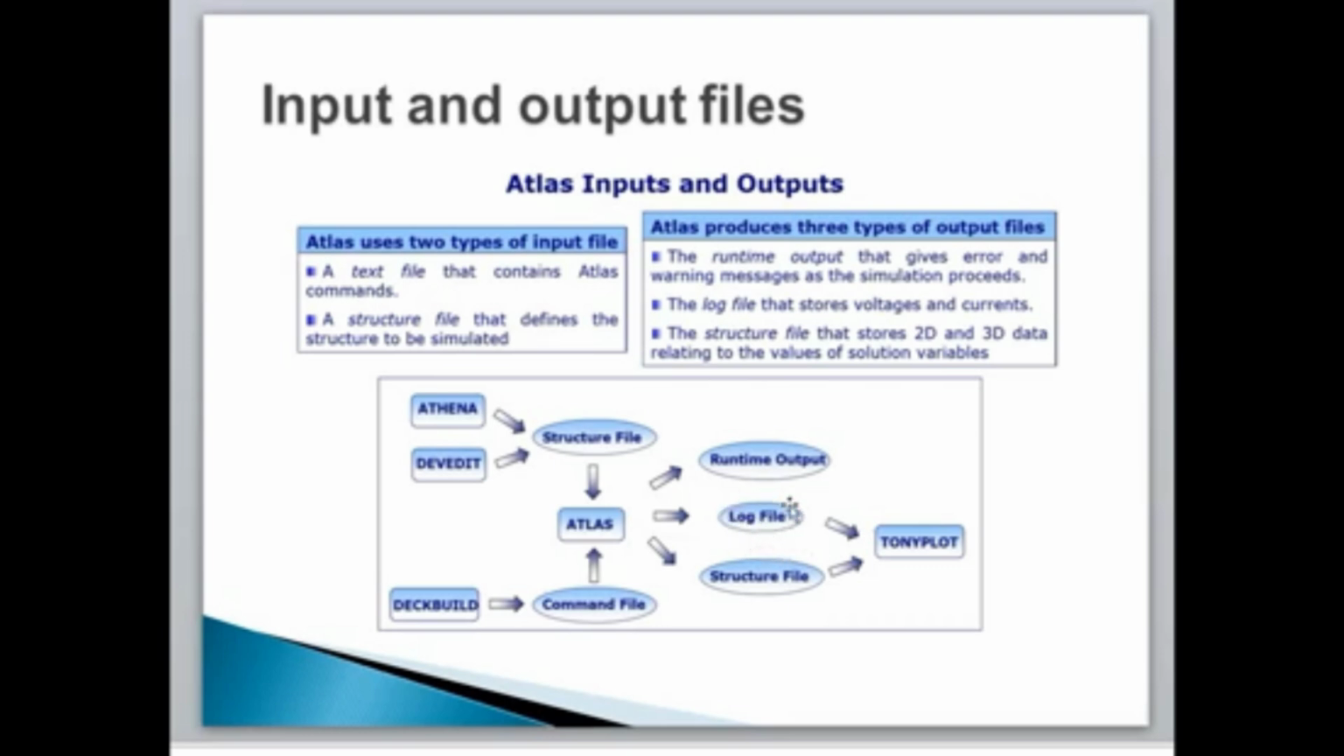And the second one is log file. The second type of output file is the log file, which stores all the terminal voltage and current from the device analysis. And the third type of output file is the structure file, which stores 2D and 3D data relating to the value of solution variable in the device at a given bias point.